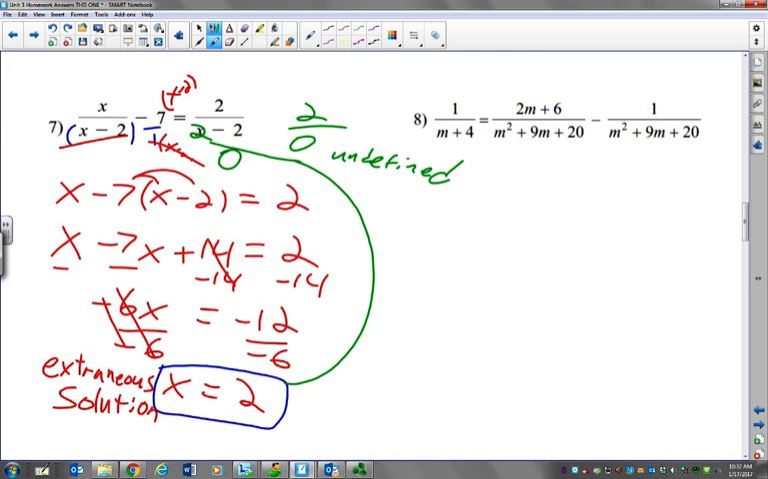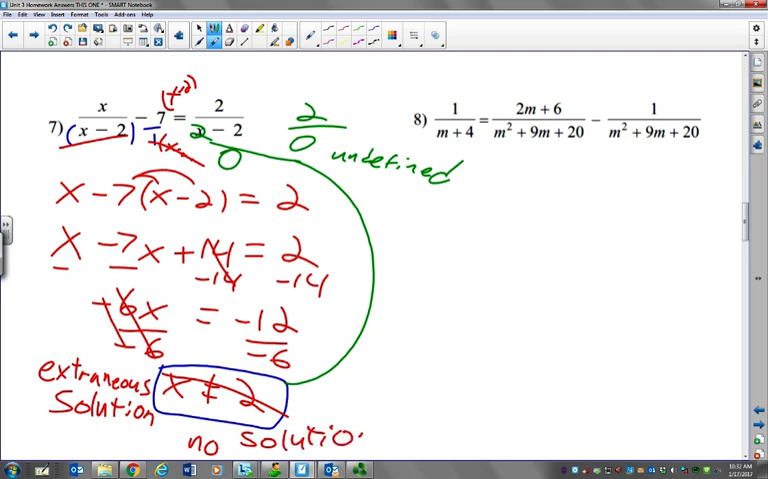So really, if we wanted to, we could say no solution if you wanted to. We could call it the extraneous solution and maybe draw a line through it, or say no solution, like that. But the extraneous solution is probably better. Call it the extraneous solution. And so that's, yeah, so number 7, there isn't even a solution. It's just the extraneous solution. x equals 2 is the extraneous solution.